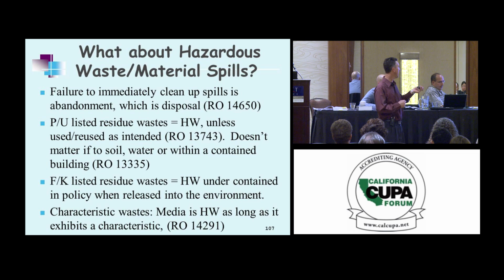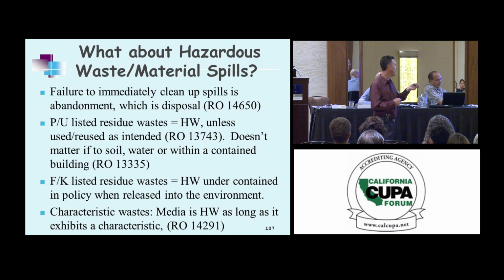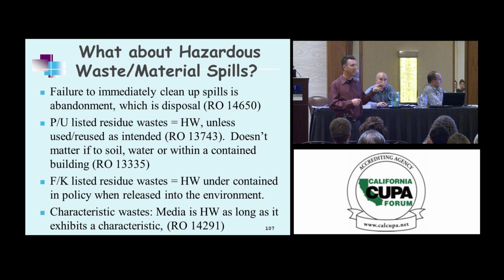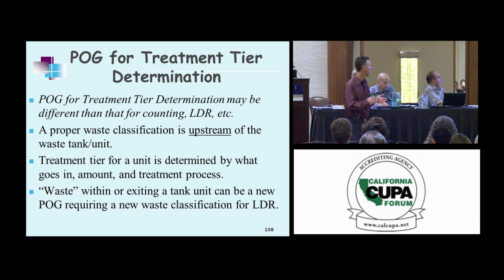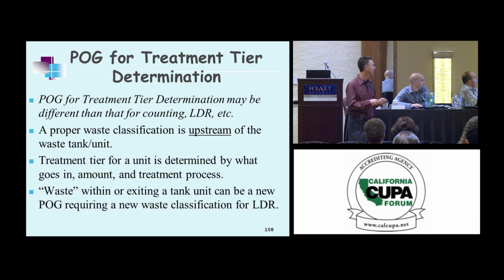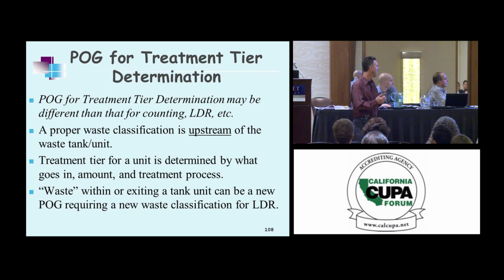All right. F and K listed residue waste can be captured under the contained-in policy when released, and characteristic waste media is hazardous waste as long as it exhibits a characteristic. So this is for your reference for later on if you deal with issues for something in the soil, groundwater, point of generation issues. And then to make it clear, the point of generation can be different for treatment tier determination than it is for counting towards generator status. It can also be different for your land disposal restrictions. The main thing is proper waste classification upstream of your tank or unit.